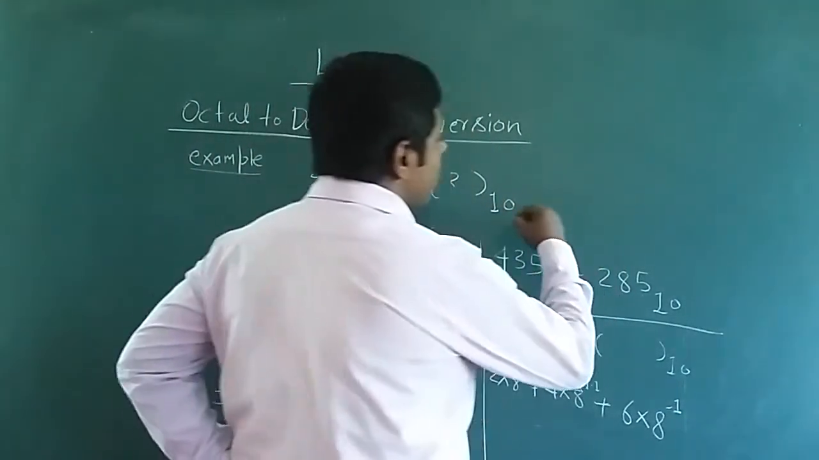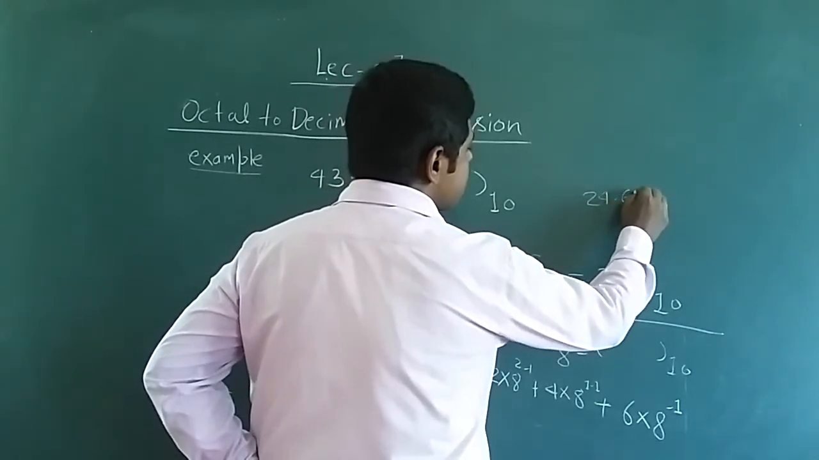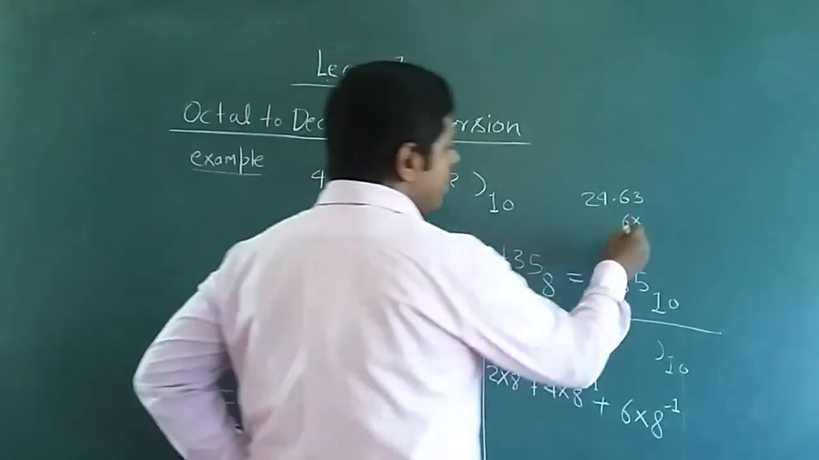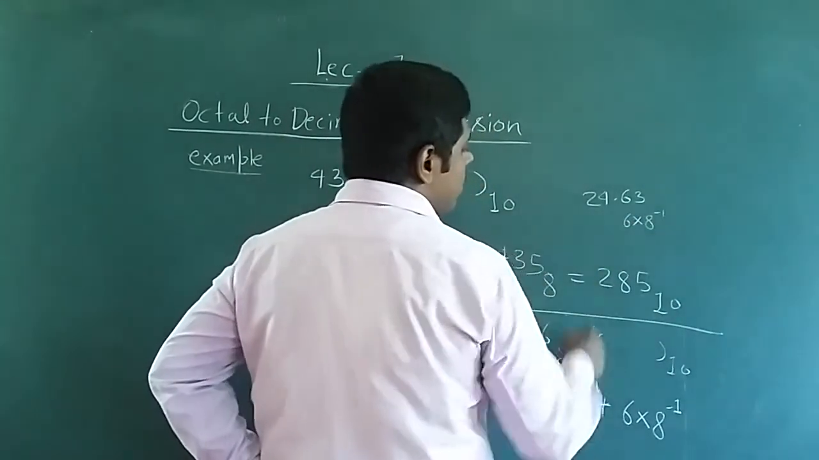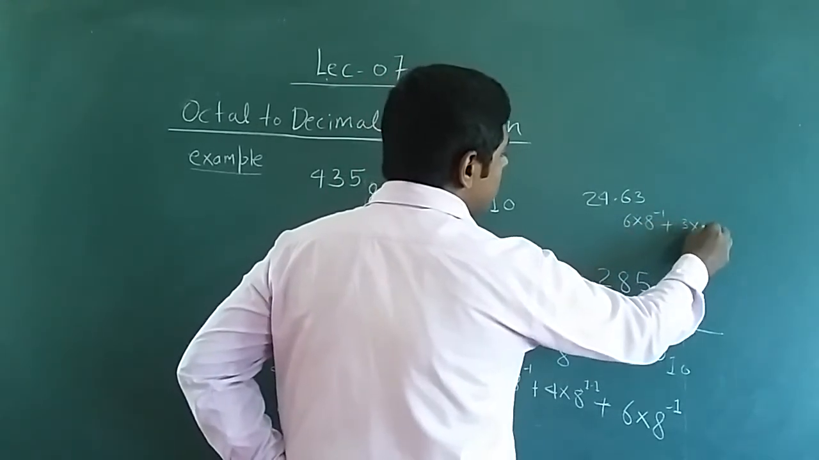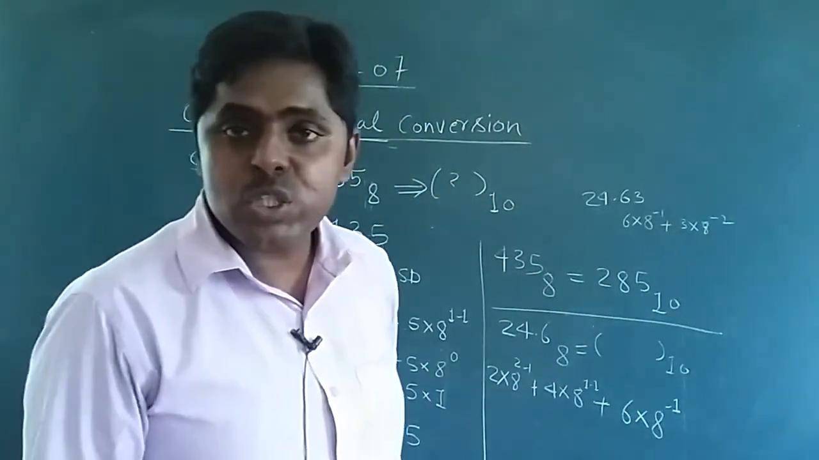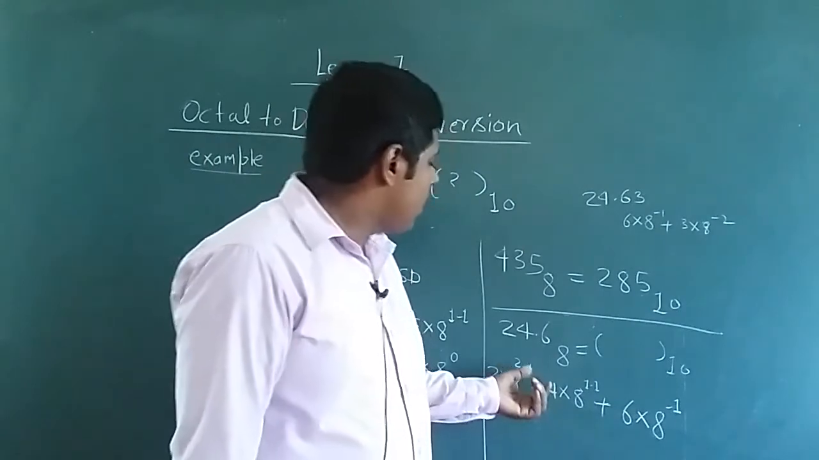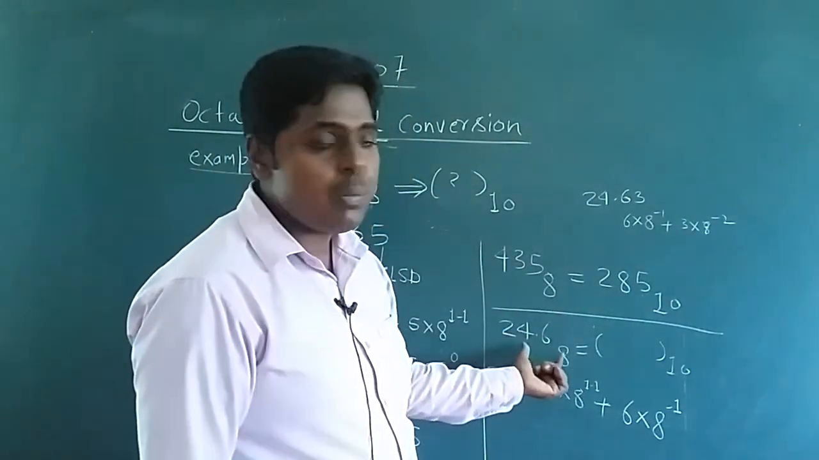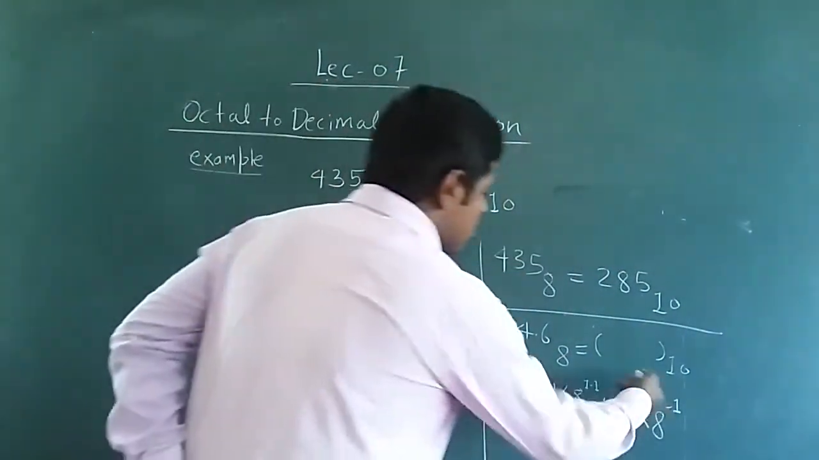Suppose if we would have 2 point 6 3, then what we would have done is 6 into 8 power minus 1 plus 3 into 8 power minus 2. But here we have only 6, one digit after the decimal point. Now solve this.